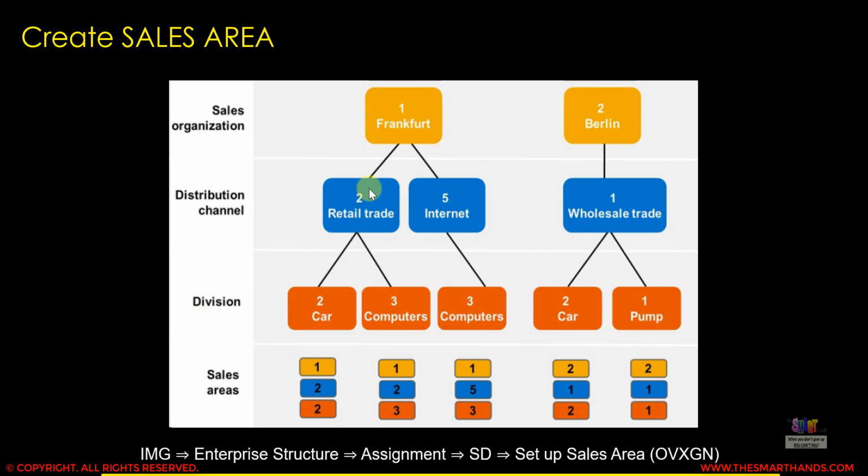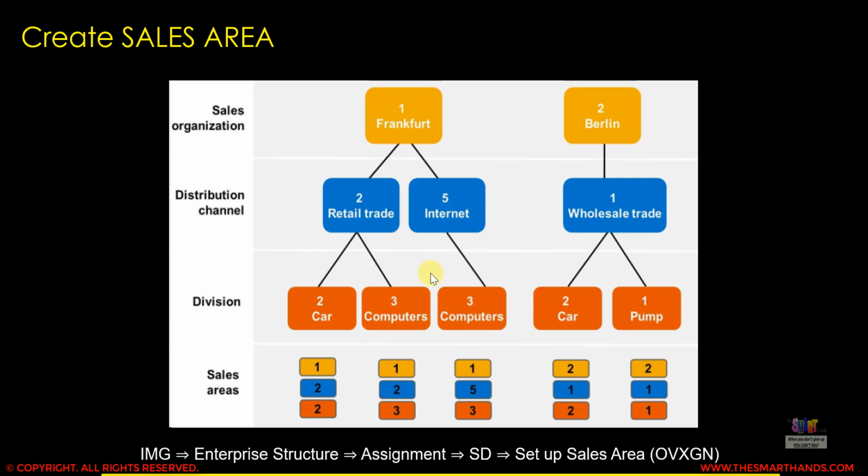For example, here in this picture you can see we have distribution channel 1, distribution channel 2 and 5, and divisions 2, 3, 3 for example. Here we can create a sales area, for example 1, 2, 3. That's one combination. We have another sales area 1, 2, 2, and 1, 2, 3, and then another one, 1, 5, 3.